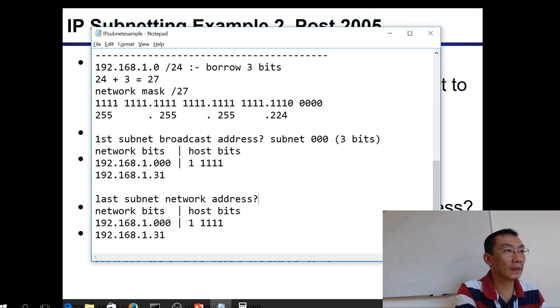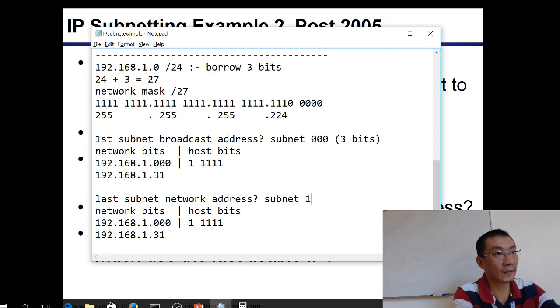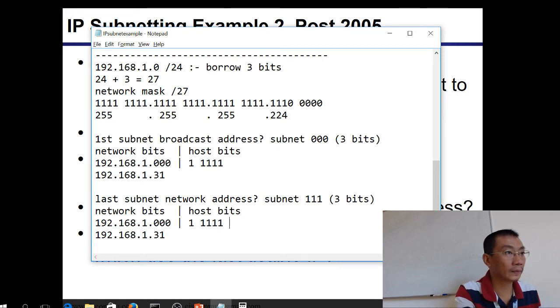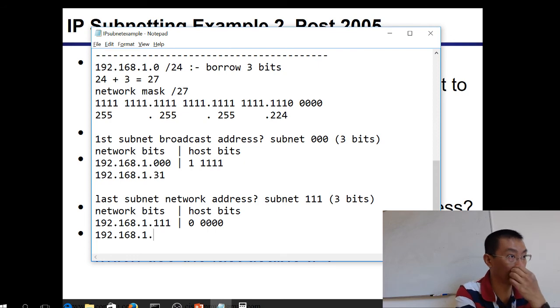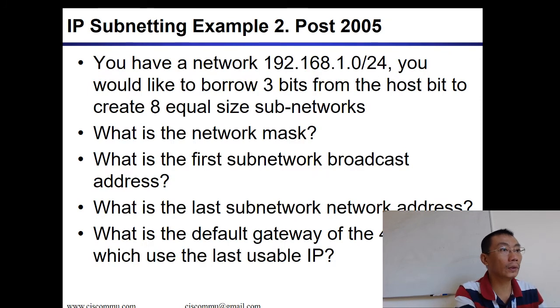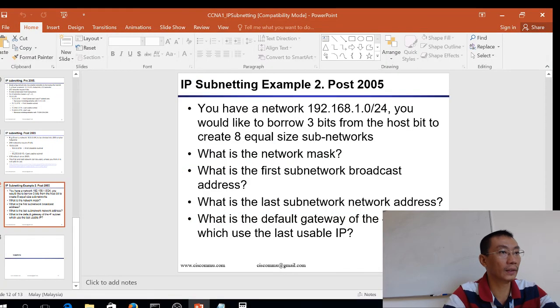What's the last subnet? Last subnet network address. The last subnet will be subnet, correct? Because you borrow 3 bits. All right? So the last subnet will be 111. And the host bit should be 00000. So this will be 192.168.1.224. Okay. All right. So what is the default gateway of the fourth subnet which uses the last usable IP?